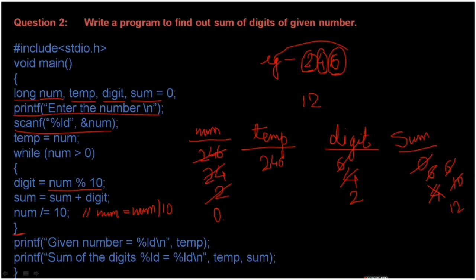Okay. So now it will print the given number, that is temp, that is 246. After this, print the sum of the digits, that is sum. It will print the number we have given, 246, and the sum of the digits is equals to 10. So this is our output of this question.